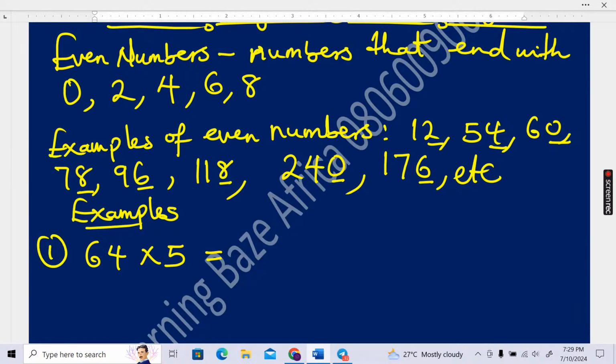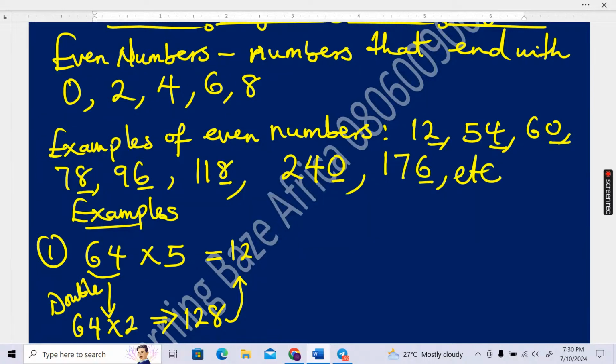The first thing you need to do is to double this number, all right? Double 64. Doubling 64 means multiply 64 by 2. That is the meaning of doubling. So 64 times 2 is equal to 128. Now, after multiplying by 2, write 0 beside it. So that's 128, then 0.